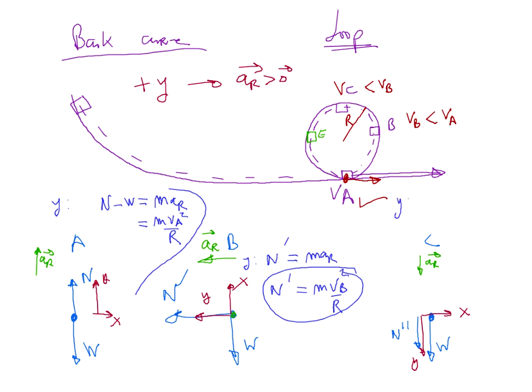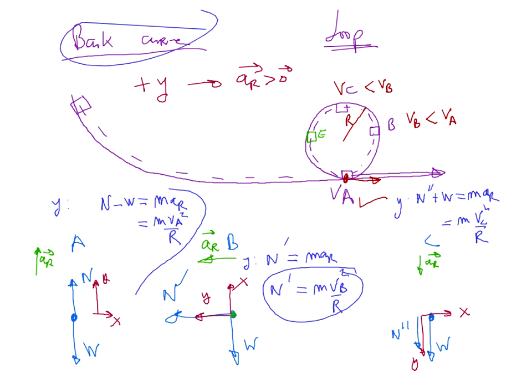And at C, in the y direction, I would end up with N prime plus the weight. And that's equal to m AR, which means m vC squared over r. Okay? So always use the same trick. Pick one of your axes, you decide which one, in the direction of the acceleration. And for circular motion, the radial one is the only one we will care about. We will not care about the tangential just yet, the one that causes the magnitude to change. Okay? So keep that in mind, because we're going to revisit this problem in energy.